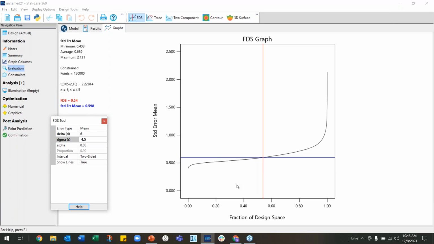And we find out that the FDS, the fraction of design space, is only 0.54, and it's red. So that's indicating that a little bit more than 50% of the design space would predict well. Of course, that's going to be in the middle, but that's not good enough. Usually you'd want it to be more like 80% or higher. So we're going to have to get more runs.